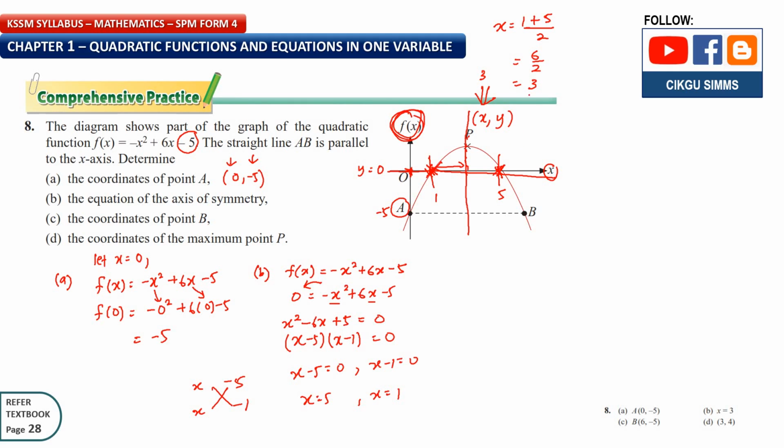So how to find value of y? You put it back in this. You put x equal to 3 here, you will get your y. So f(3) is negative 3 squared plus 6(3) minus 5. So negative 14 plus 18, you get 4. So x is 3, y is 4. So your coordinate of P should be (3, 4).